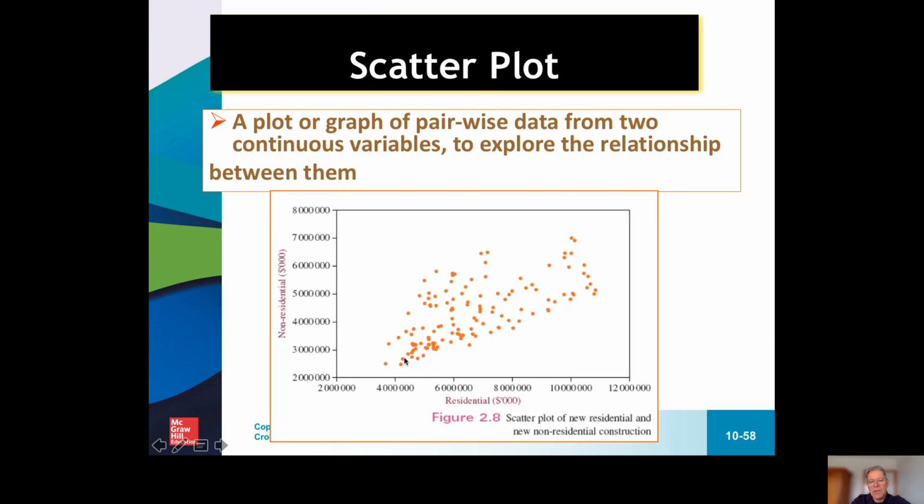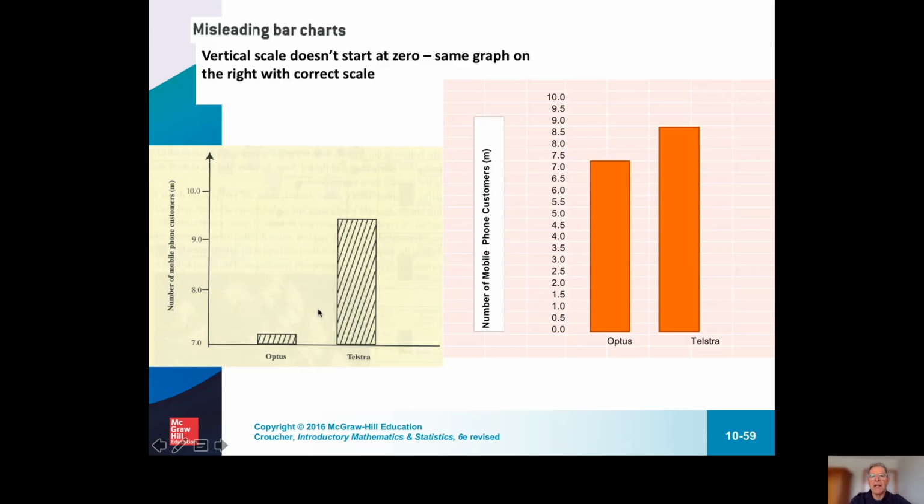So there is a little bit of an upward trend. The more money that is spent in residential seems to be the more money that's spent in non-residential. The closer all those dots are to a line, the closer the relationship between the two, or the correlation between the two items seems to be. We will look at correlation in a few weeks' time.